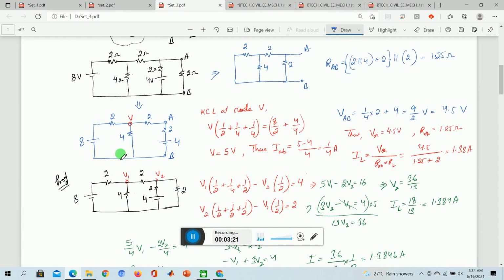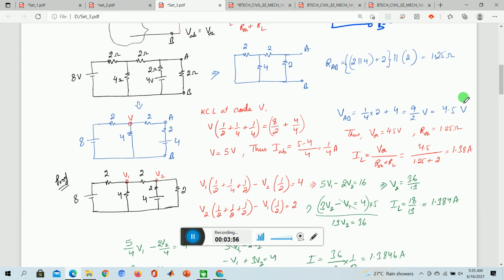Next, we redraw the same circuit here. This 2 ohm will not be there. This can be easily solved using node analysis, so we get the node potential over here as 5. Now the current through A and B will obviously be (5 minus 4) by 4, that is 1 by 4. So now, what is the value of VAB? This 1 by 4 into 2, the voltage drop at 2, and this 4, gives 4.5. The answer is 1.25 as the Thevenin resistance and 4.5 as the Thevenin voltage. Substituting the values, we get IL as 1.38 ampere.